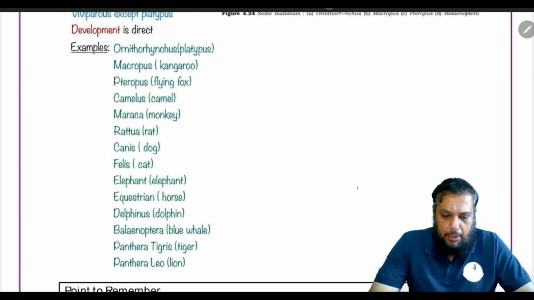The examples include Ornithorhynchus, Macropus, Pteropus, Camelus, Macaca, Rattus, Canis, Felis, Elephas, Equus, that is horse, Delphinus, Balaenoptera, Panthera tigris, Panthera leo.